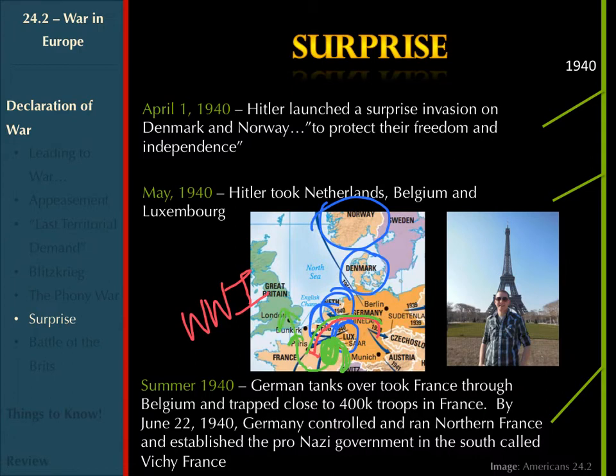And about 330,000 of those 400,000 got across safely. So a big chunk. But by June 22nd, Germany controlled the northern part of France, and they established what's called Vichy France, which is the pro-Nazi government in the south. So even though the Nazis didn't occupy or rule southern France, they established a different government that would do it for them.